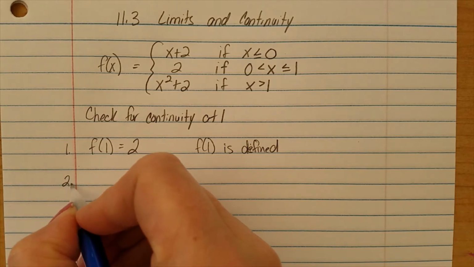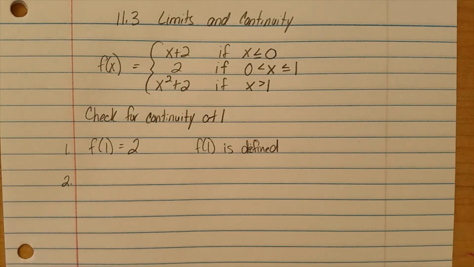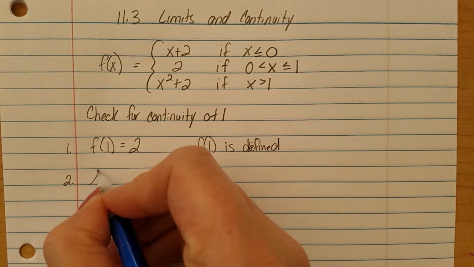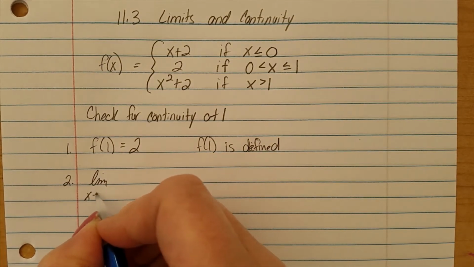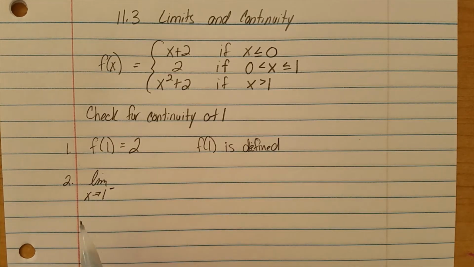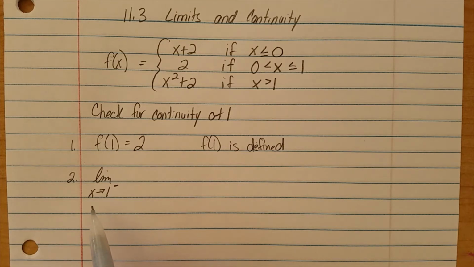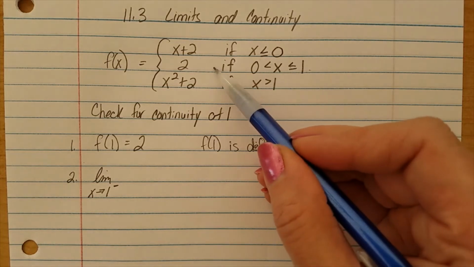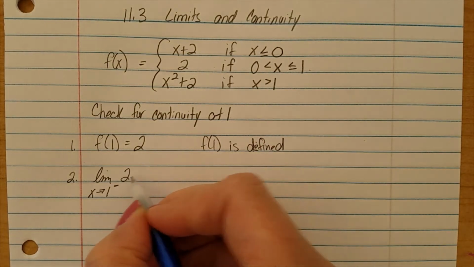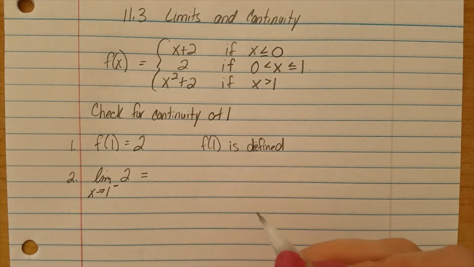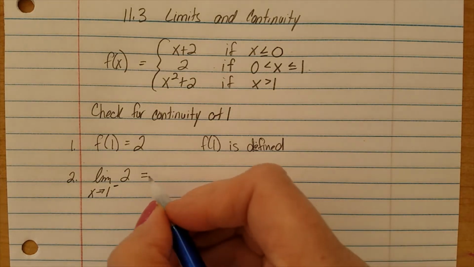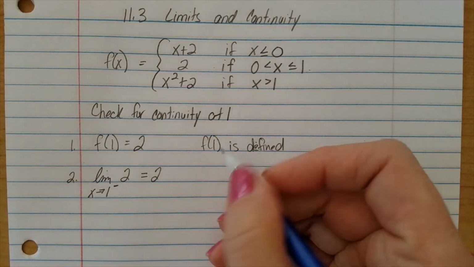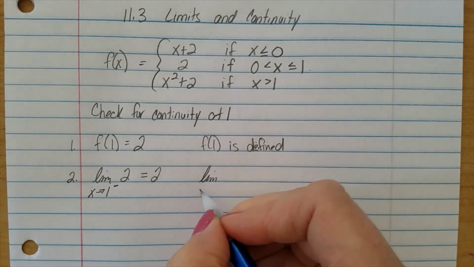Second condition, does the limit of f of x as x approaches 1 exist? To check for that, we're going to need to look at the left-hand limit and the right-hand limit. So my left-hand limit, the limit as x approaches 1 from the left. So if I'm coming at 1 from the left, that means my x values have to be less than 1, which puts us again right in this interval. I'm going to use that second line again. And if you remember your properties of limits, the limit of a constant is the constant, so my limit here is 2.